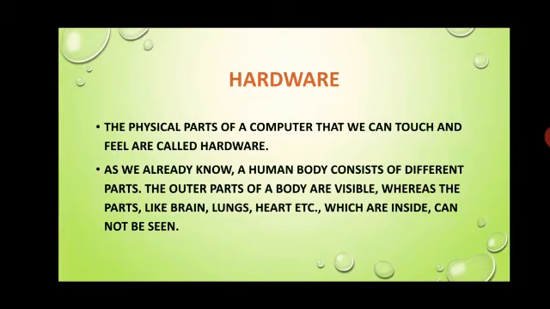As we already know, a human body consists of different parts. The outer parts of a body are visible, whereas the parts like brain, lungs, heart, etc., which are inside, cannot be seen. Outer side parts of the body are hands, legs, eyes, ears, which are visible, but brain, lungs, heart are inner side. That's why they cannot be seen.